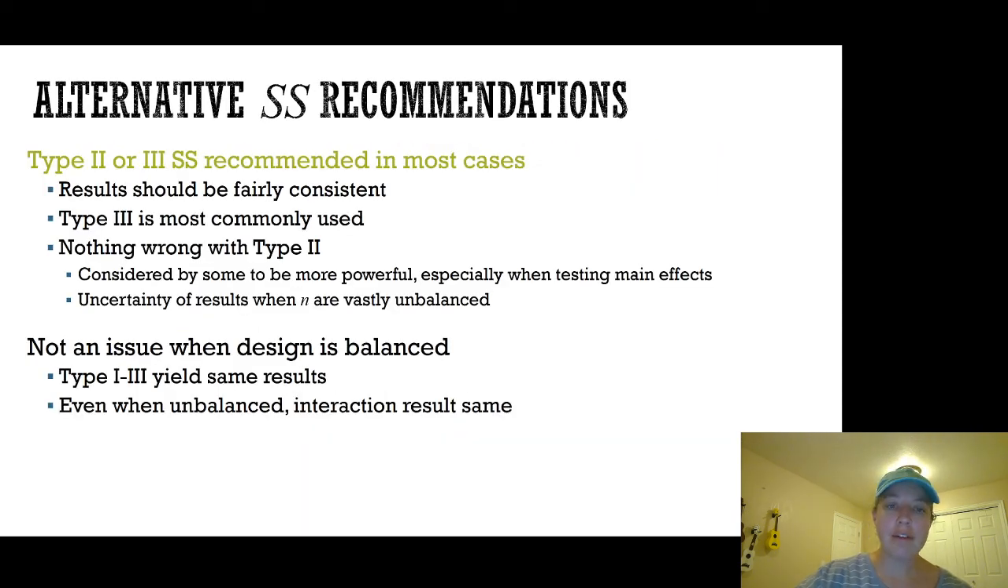If you have unbalanced data, I'm not going to go into a lot of this in this course. I would urge you to talk with a statistician or someone with more expertise or do some reading. If you're still here at Utah State, I'm your gal. Come talk to me and we can figure out what's the best approach. For balanced data, most of those type 1, 2, 3 sum squared get the exact same results, so you don't need to be concerned with that.